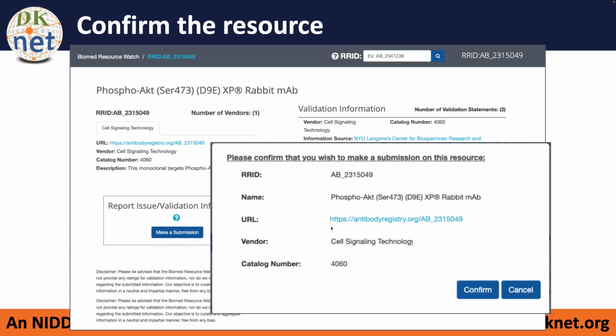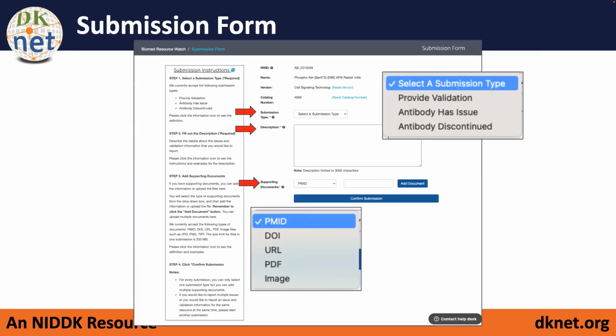We ask that you confirm this, that this is the resource you are trying to provide information on. Once you confirm that, again, you're taken to this form. So, for example, if you have an antibody that you're providing information from, you have 3 potential submission types available to you. You can provide validation information, you can provide information on an issue, or you can provide information that an antibody has been discontinued by a manufacturer.